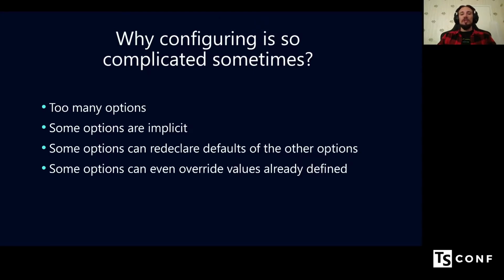Why is configuring so complicated sometimes? There are a few reasons. First of all, there are too many options. Some options are implicit. That means they have default values, but we might not even know about them. Some options can redeclare default values of the other options. And some options can even override values already defined.